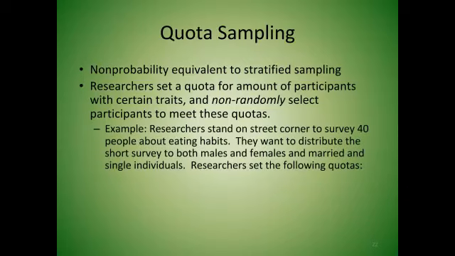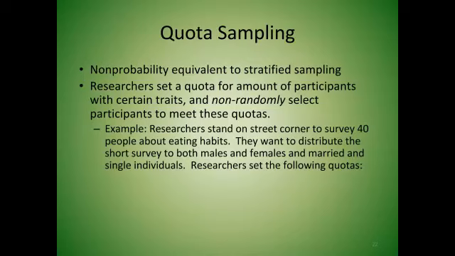The researchers stand on a street corner to survey 40 people about eating habits. They want to distribute the short survey to both males and females and married and single individuals. Now, the fact that the researchers are selecting participants just by standing on a street corner should scream to you that there is going to be a biased sample.